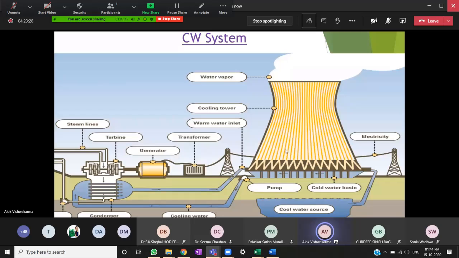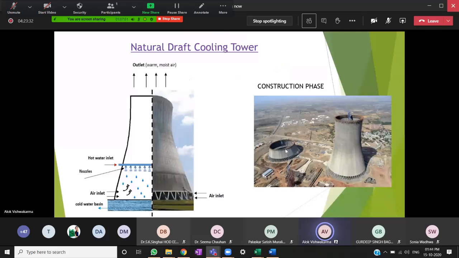This one is called the natural draft cooling tower. Its height is also very, very high. So the bottom of this is the cold water basin. This is cold water, and hot water is coming from the condenser at a certain height. This pipe is connected, and there are nozzles like a spray arrangement.